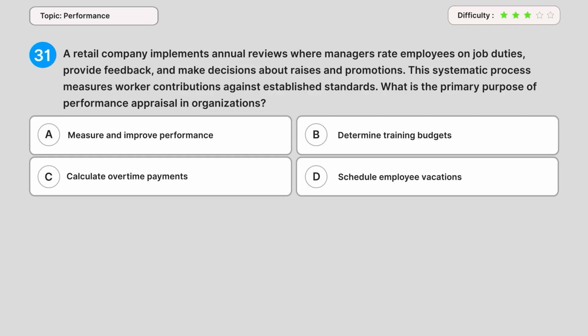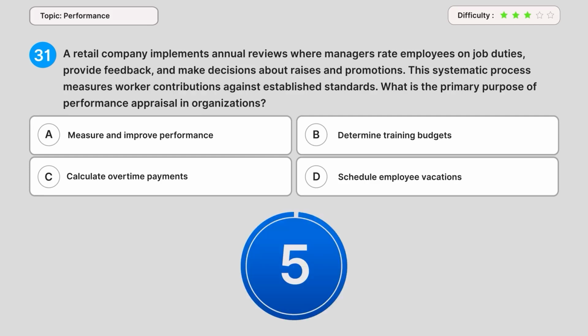A. Measure and improve performance. B. Determine training budgets. C. Calculate overtime payments. D. Schedule employee vacations. Can you guess the answer?